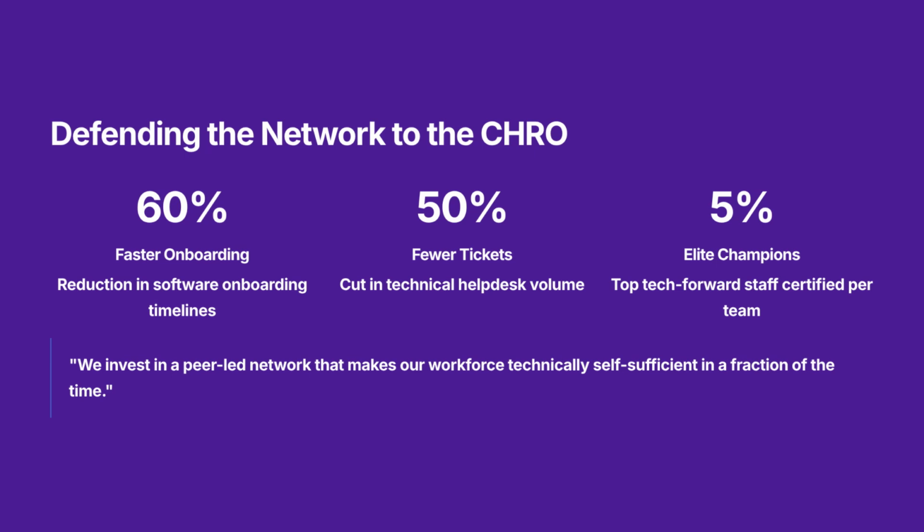You prove to the CHRO that our localized champions framework reduces software onboarding timelines by 60% while cutting technical helpdesk tickets by half, converting peer-to-peer micro-learning into an incredibly efficient and profitable engine of human capital development. The display monitor shows an employee skill acquisition index trending sharply upward alongside a flatlined training expenditure curve. As the director emphasizes, we aren't pulling our people away from their core responsibilities. We are investing in a high-efficiency, peer-led network that guarantees global scale's workforce becomes technically self-sufficient in a fraction of the time.